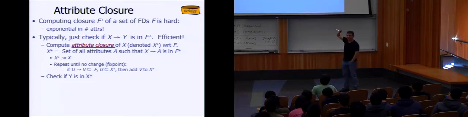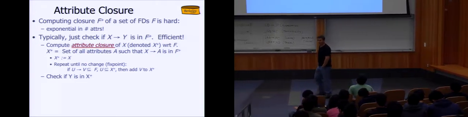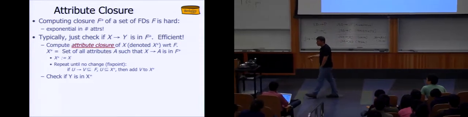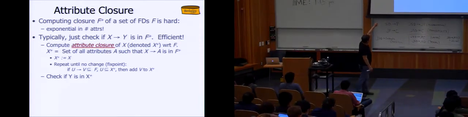We're just going to apply the transitivity rule over and over to F, starting from X, and see what we get. And then we'll know everything that derives from X transitively. That's called the attribute closure of X. Once you have the attribute closure of X, you can just see if Y is in it, and then you know if X determines Y.